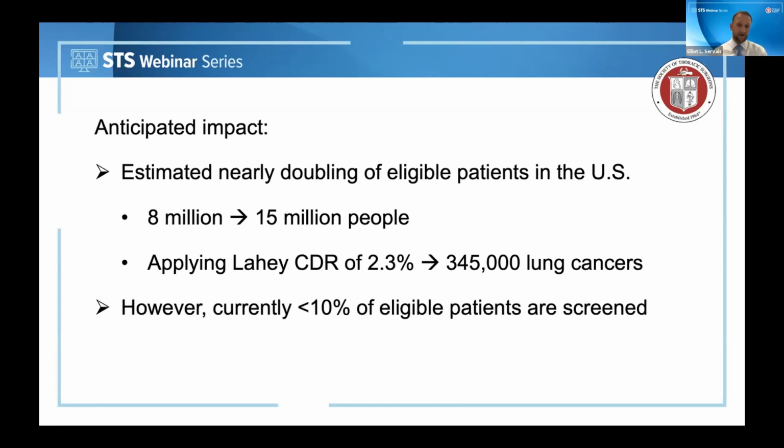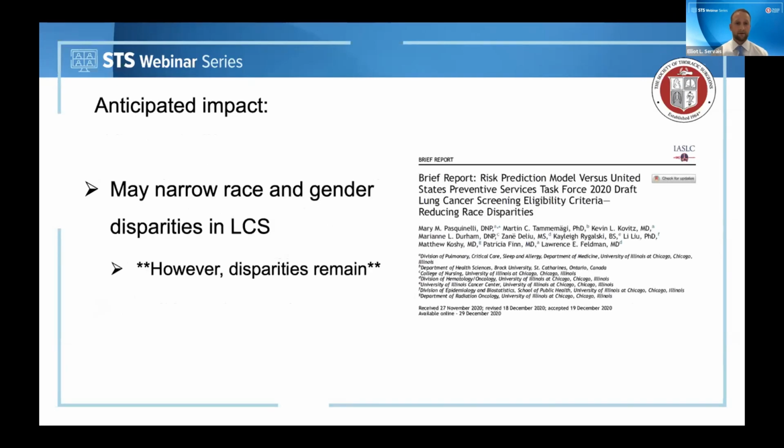In fact, we as a nation are screening less than 10%, and that number is probably closer to 5%. So this really highlights the importance of some of the previous talks my colleagues have given on how we can educate and how we can promote lung cancer screening.